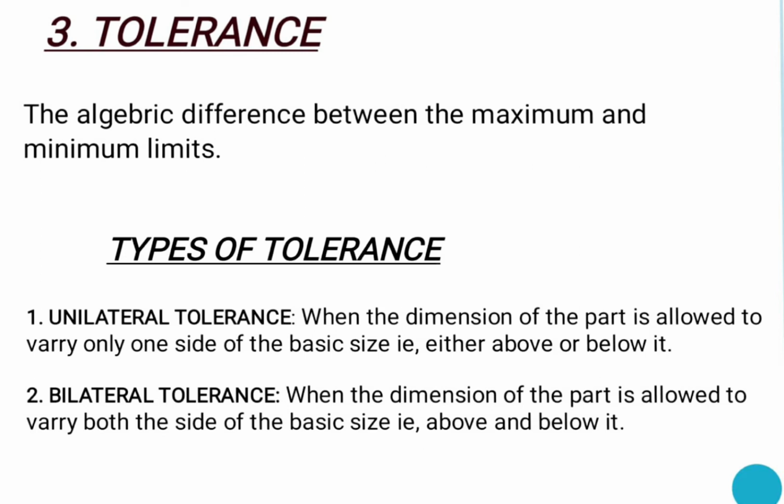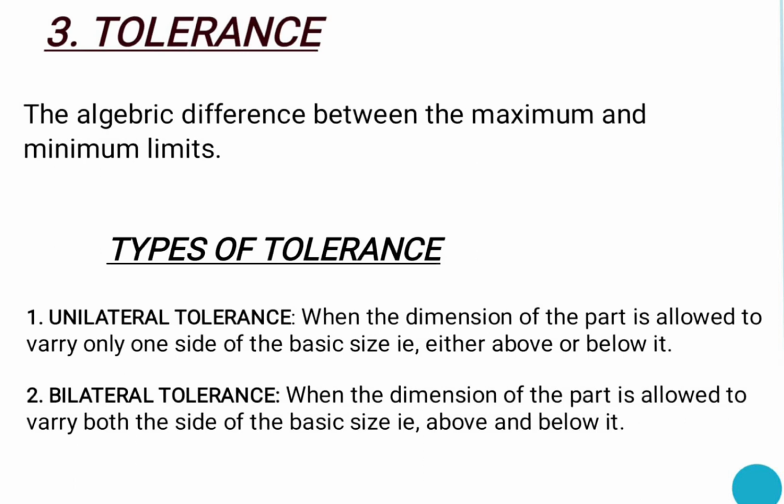When the dimension of the part is allowed to vary on only one side of the basic size, that is called the unilateral tolerance. That means it varies on one side from the basic size. That means plus 0.001, or minus 0.001. Only one thing is there.